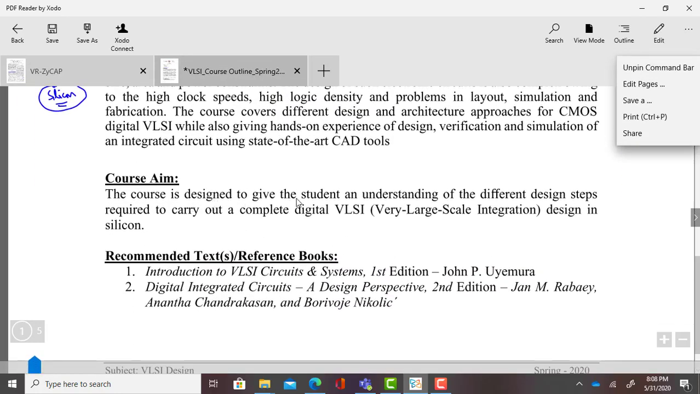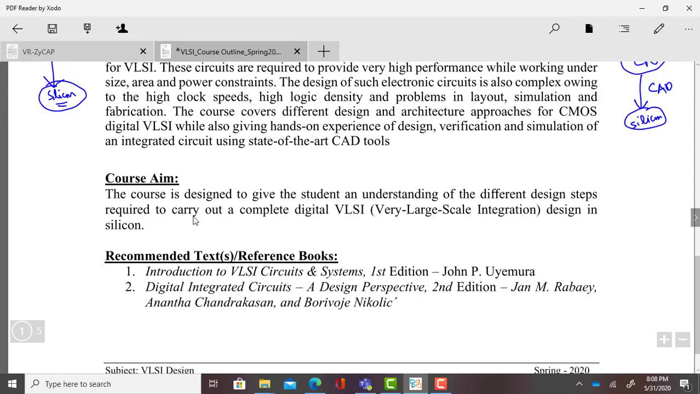So the course is designed to give students an understanding of different design steps required to carry out a complete digital VLSI. So we are talking about digital VLSI, okay, not analog. So this course is not about analog VLSI circuits. This is about digital VLSI circuits.